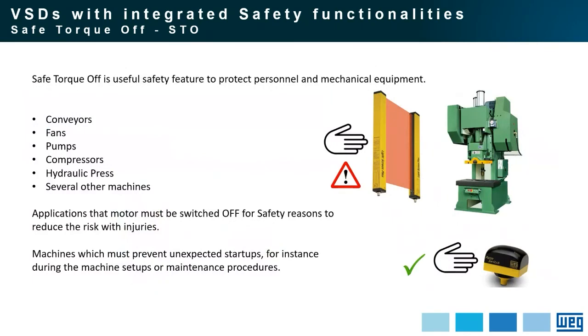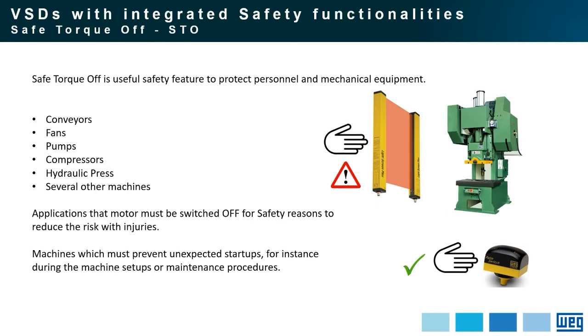What are the main applications for the STO? It is designed for all the machines where we must protect personnel and machine equipment, and we have a long list of applications that can use the safe torque off, like conveyors, fans, pumps, compressors, hydraulic presses, and several other ones.